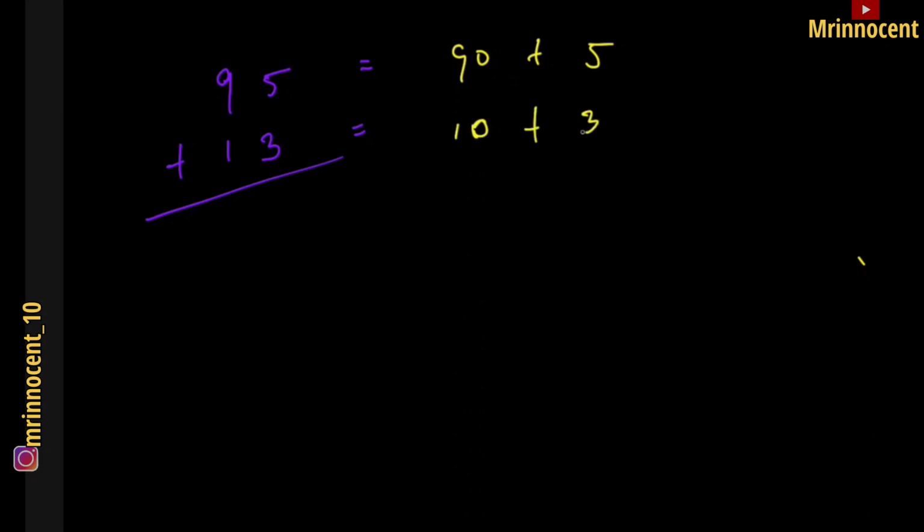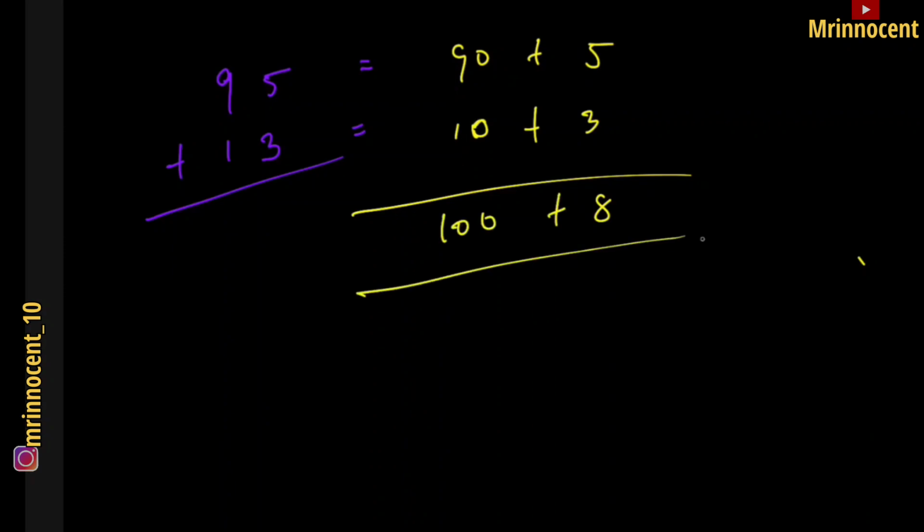Let's look at another example. You have 95 plus 13 equals to. 95 is 90 plus 5, and this one is 10 plus 3. You add 5 plus 3 is 8, plus 90 plus 10 is 100. So your answer will be 108.